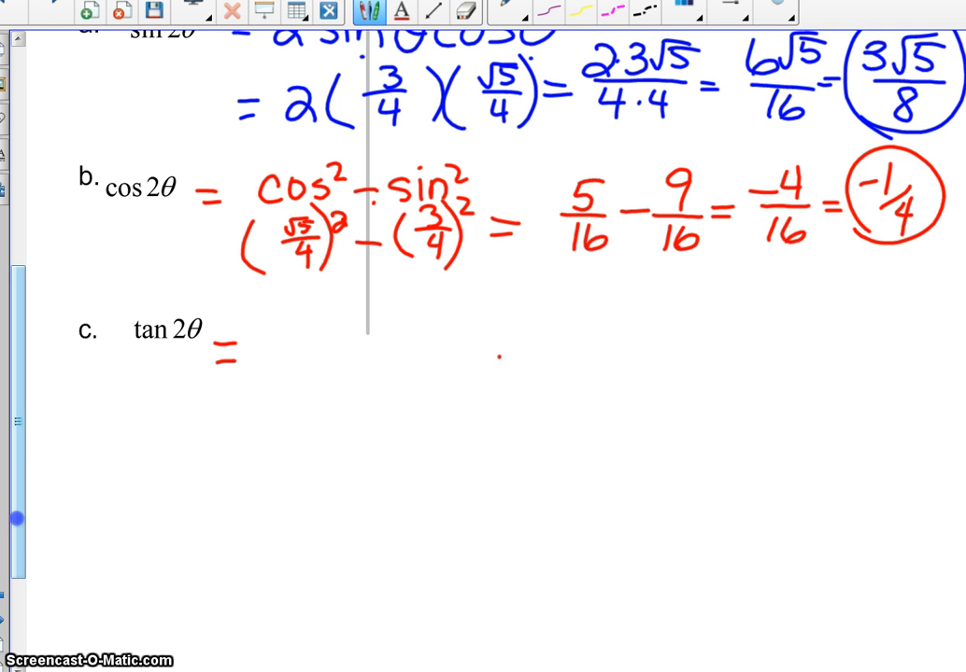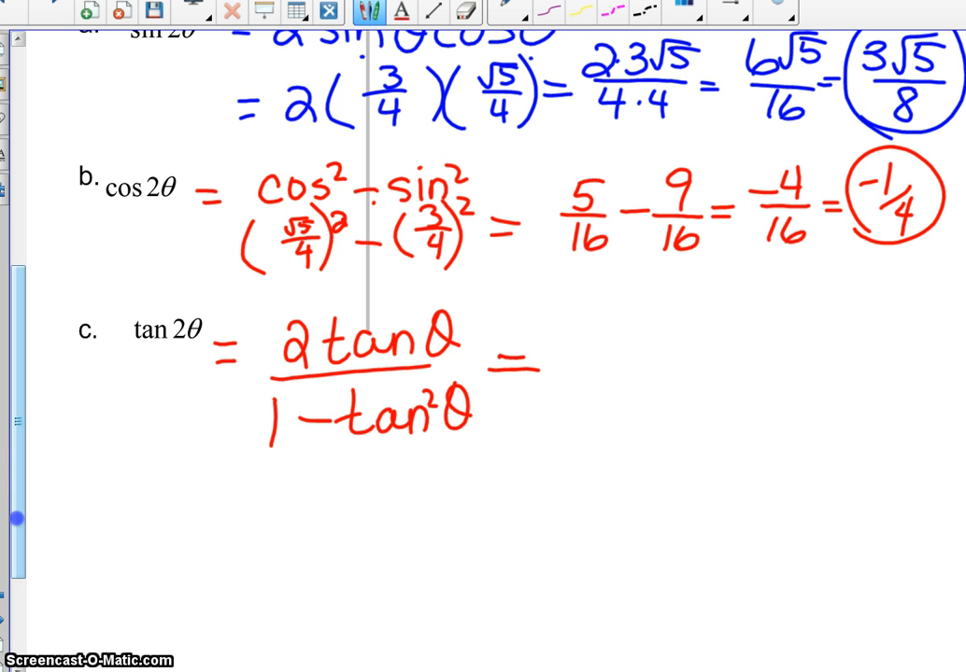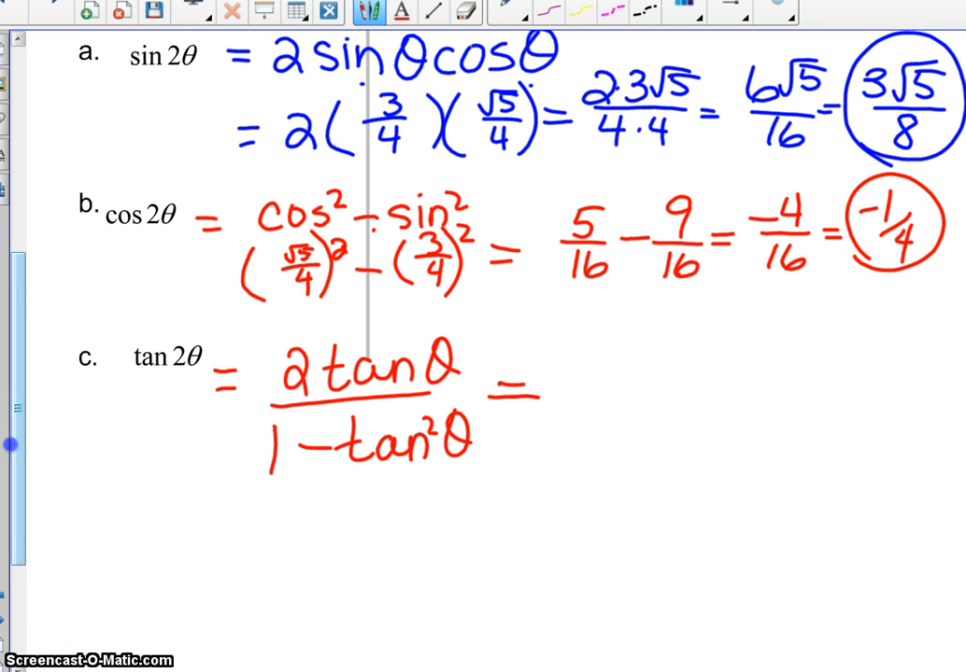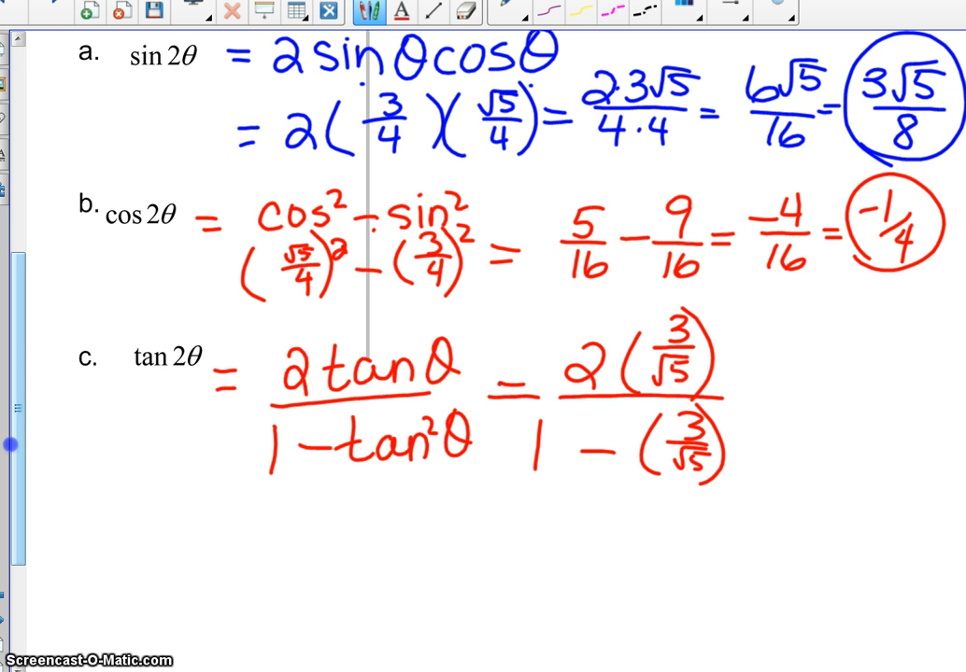So now let's look at this tangent. The tangent here of 2 theta, if you look at your formula, is 2 times the tangent of theta divided by 1 minus the tangent squared of theta. And I did miss a theta on that. So I have to go back to my formula and say, okay, my tangent is 3 over square root of 5. So we have 2 times 3 over square root of 5, over 1 minus 3 over square root of 5 squared.